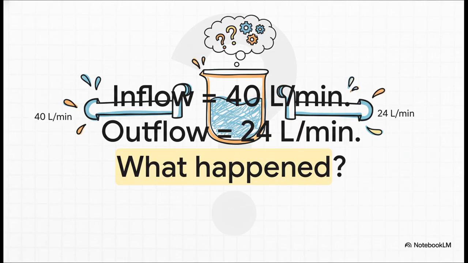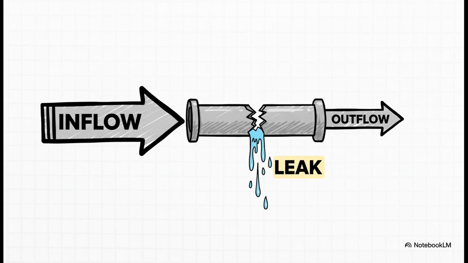So you've got more water going in than coming out. What do you think is going on? The key is just not to overthink it. This is a straight-up application of mass conservation. If 40 liters go in and only 24 come out, the other 16 had to go somewhere. They didn't just vanish. The most logical explanation? The pipe's got a leak. It really is that simple.